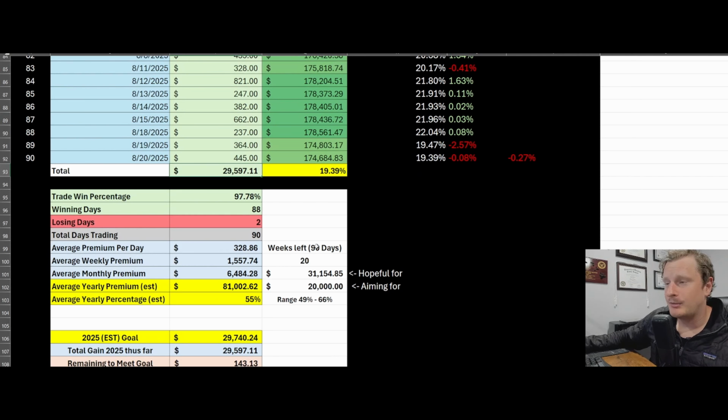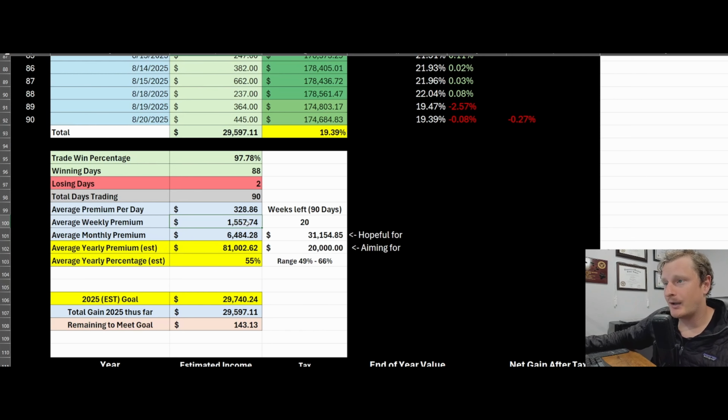Looking at the average yearly premium, if I were to trade for a 12-month calendar period, based off of my trading performance, I would make about $81,000. And the way I came up with this number is I took my weekly premium, multiplied it by 52 because there's 52 weeks in a year, and then got that $81,000. And if we look at that as a percentage, that's about a 55% return based off of my initial investment. And from the last 90 trading days, that return has ranged somewhere between 49 to about 66%.